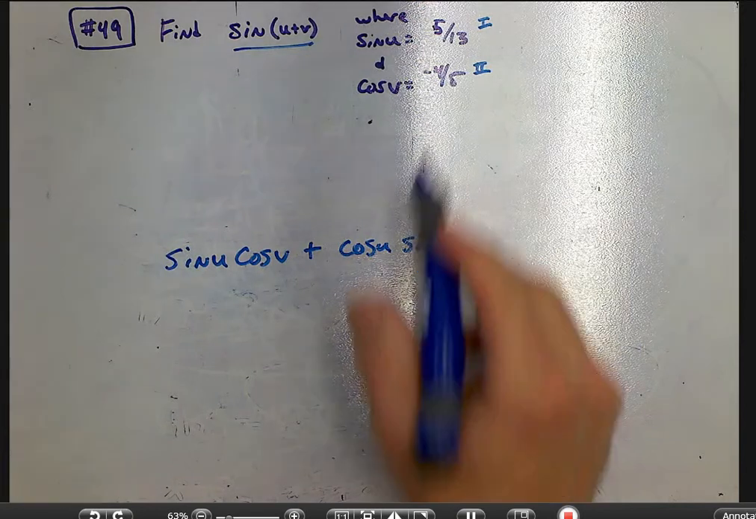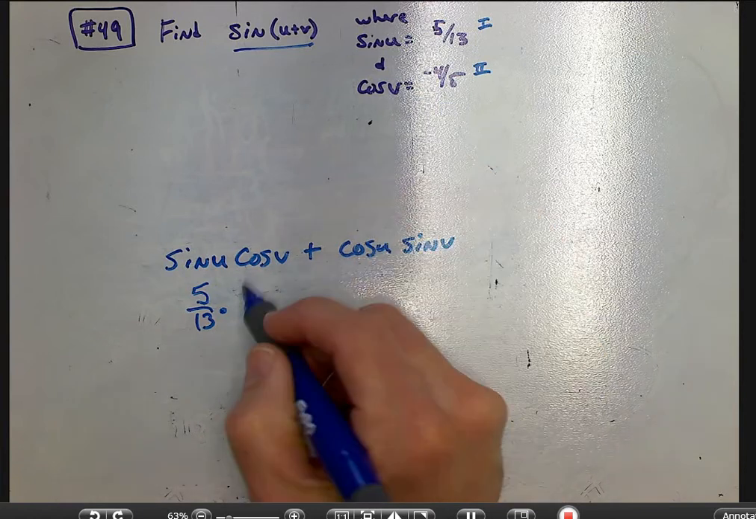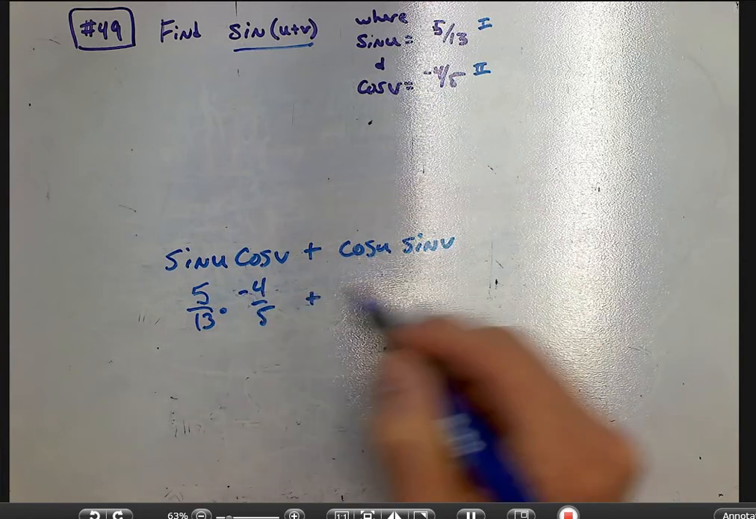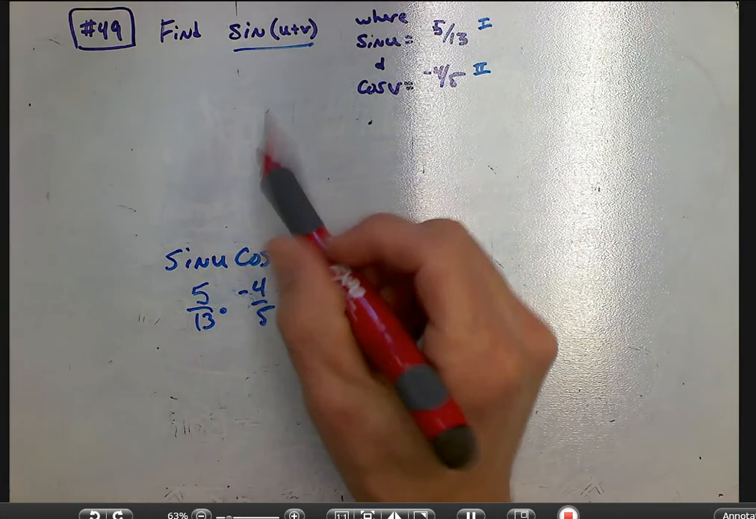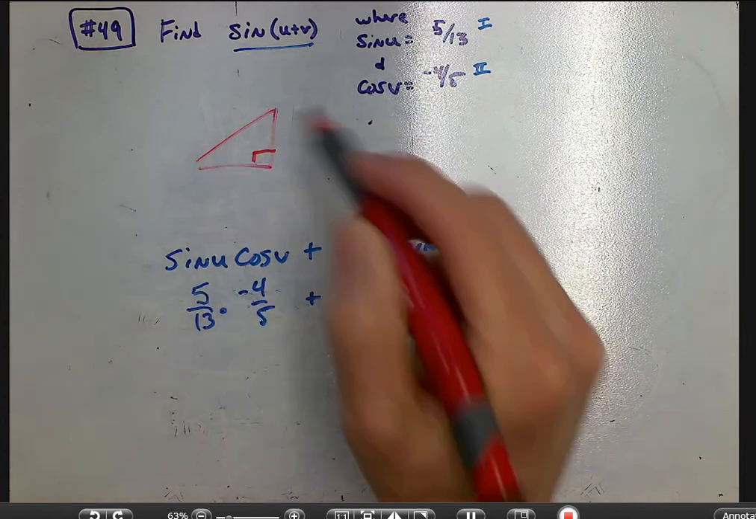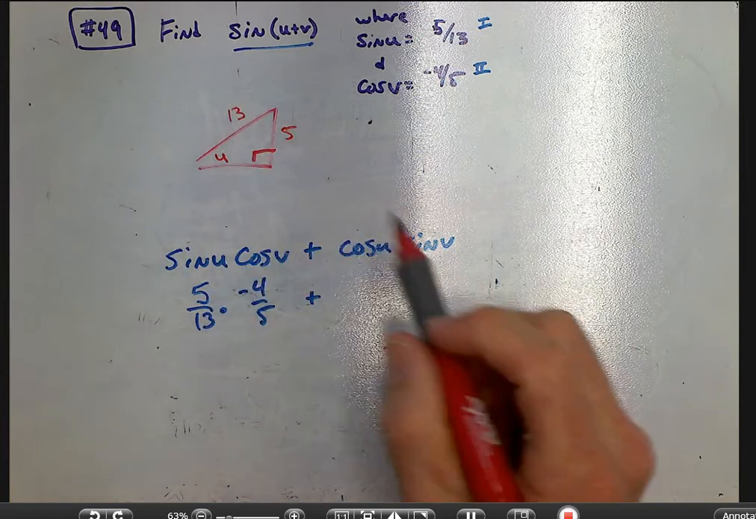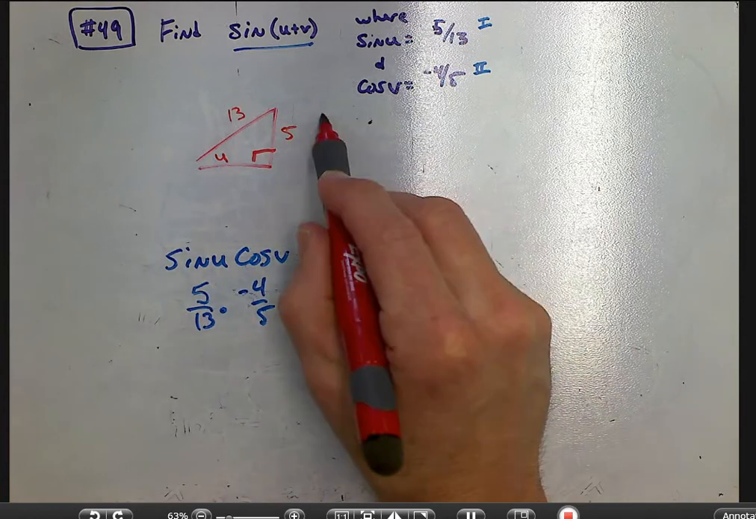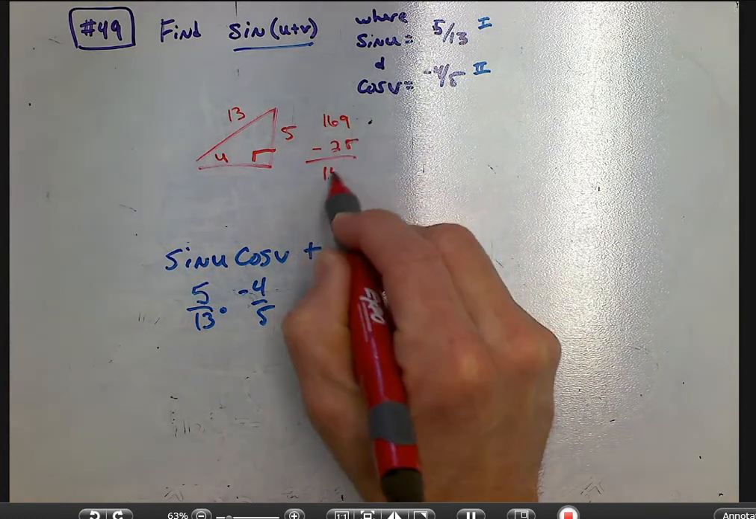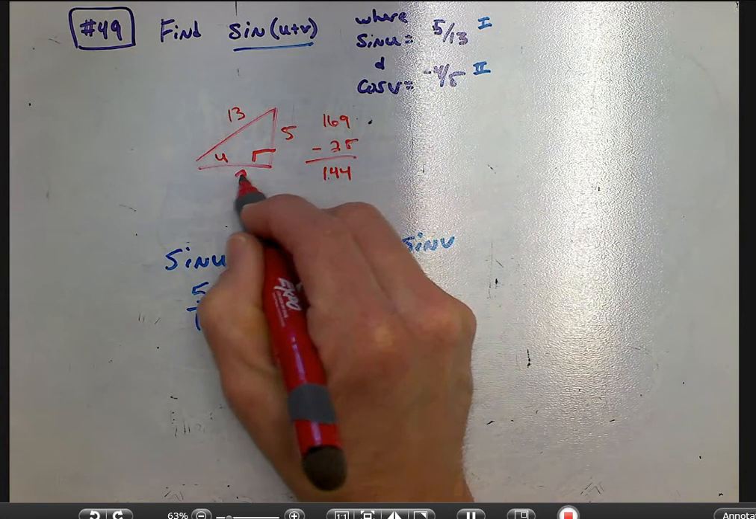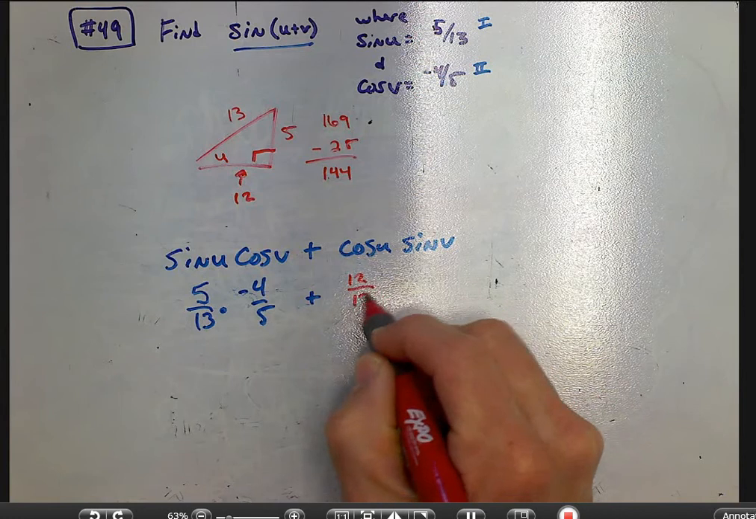Sine of u we know, 5/13. Cosine of v we know, negative 4/5. Now I have to find the cosine of u and the sine of v. So I'm going to draw a triangle for u. There's u, hypotenuse 13, opposite side 5. So 13 squared is 169, 5 squared is 25. I subtract, get 144. That means this missing side is 12. So the cosine of u is adjacent 12 over hypotenuse 13.